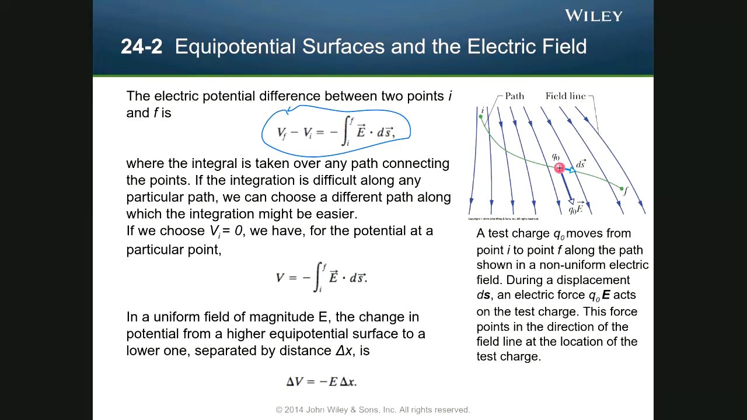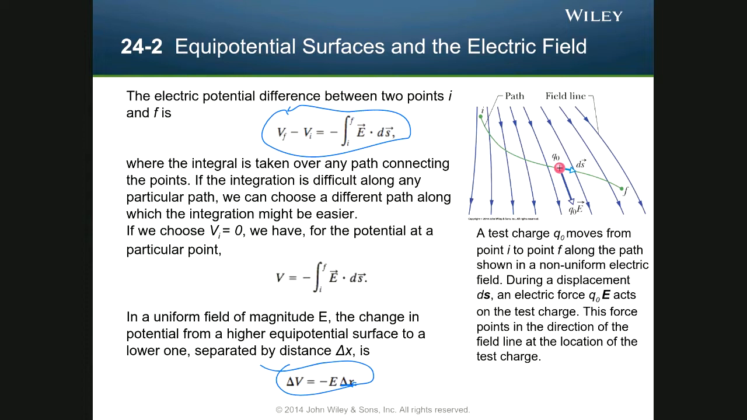And if we have a linear path, or a uniform magnitude, that delta s just becomes the path, and we get this nice simple expression for delta V related to E. However, that won't always be the case. Sometimes we'll have these interesting paths that will depend on how many field lines we cross as we go through.